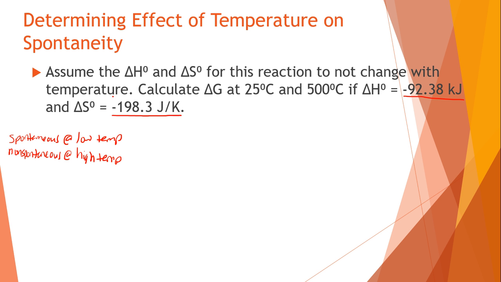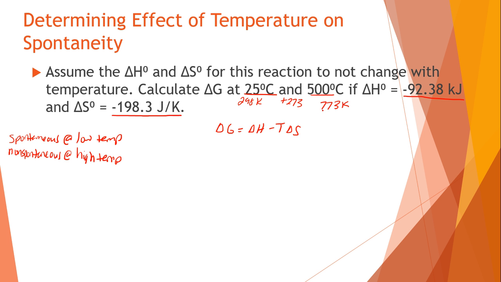So the first thing we need to do is make sure everything is in its proper units. Remember, our equation is delta G equals delta H minus T delta S, where T has to be in Kelvin. So here and here, in order to change these to Kelvin, you need to add 273 to both of them. From here, you would get 298 Kelvin, and over here, you would get 773 Kelvin.